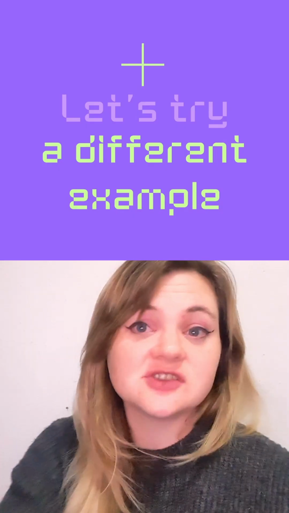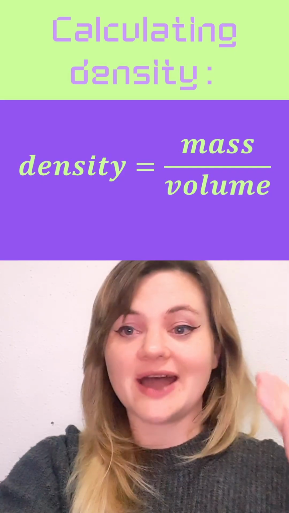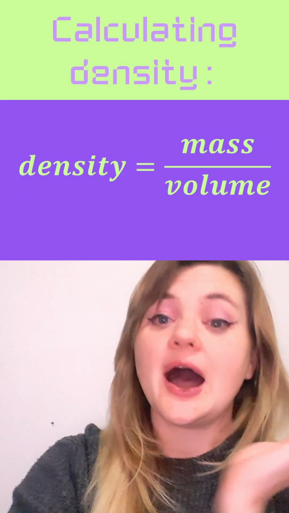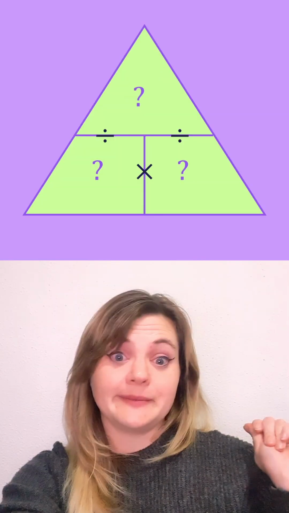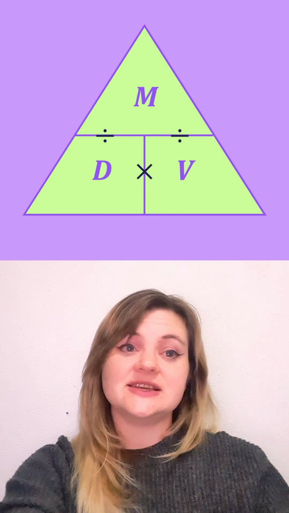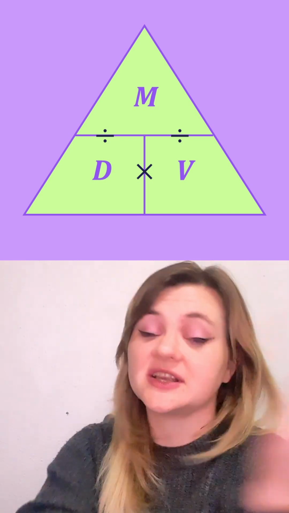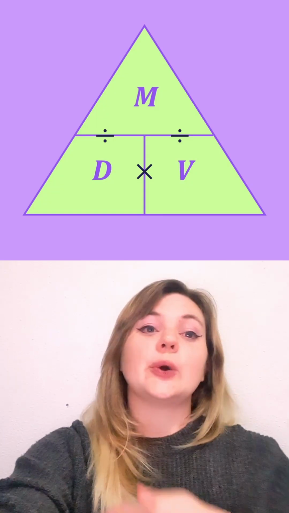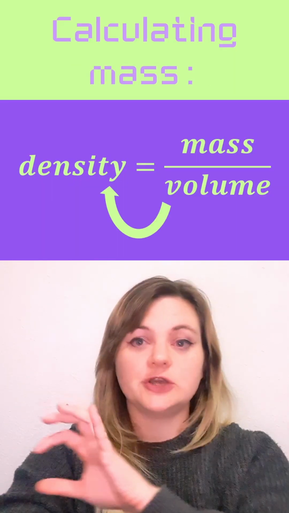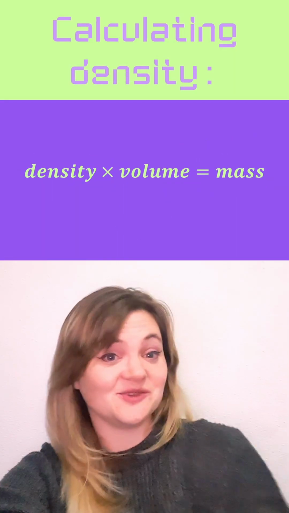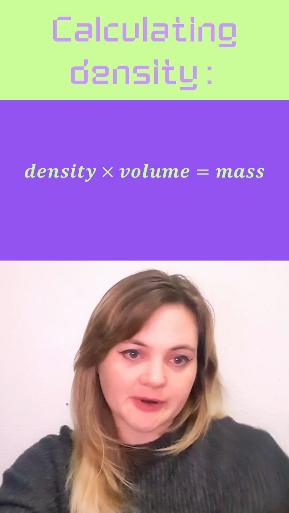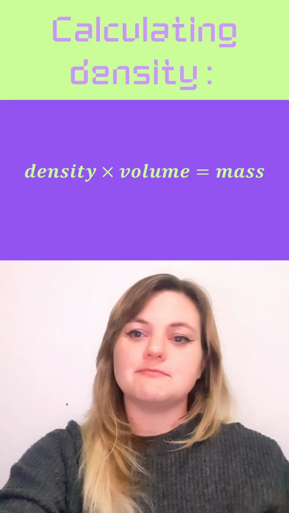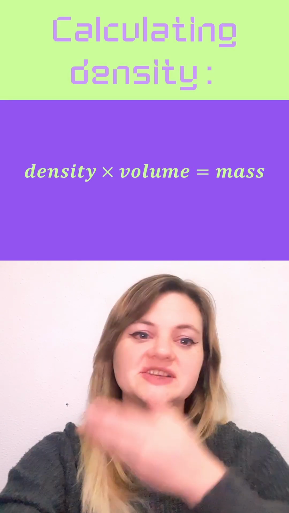Let's try a different example. Here we have density is equal to mass divided by volume. So how will you write that into your triangle or into your pyramid? Let's think about it. The M is for mass, the D is for density, and the V is for volume. So that's how you're going to do it here. Okay, so if you had to multiply both sides by volume, you would get density times volume is equal to mass. And that is why mass is the value that goes at the top of the pyramid. All right, so density is equal to mass divided by volume, and you can always change it to find the other values in this case.